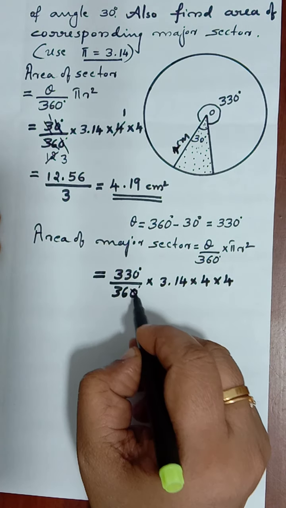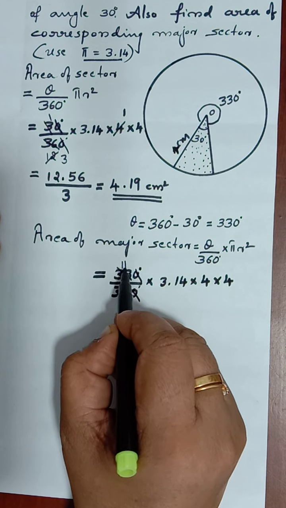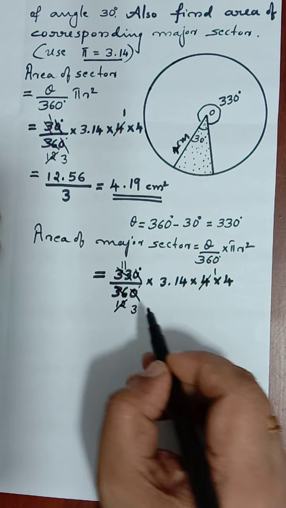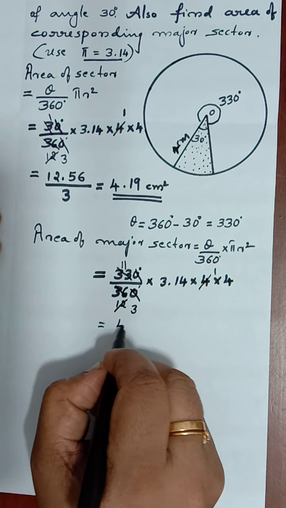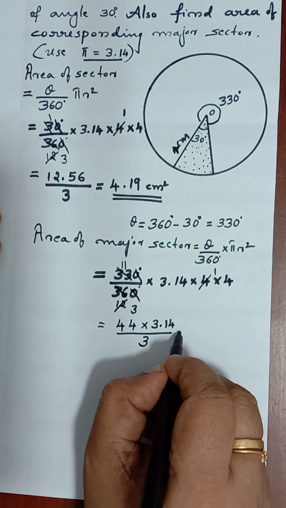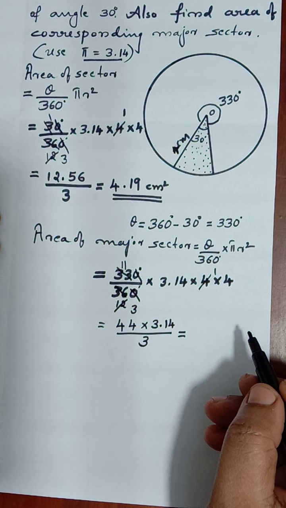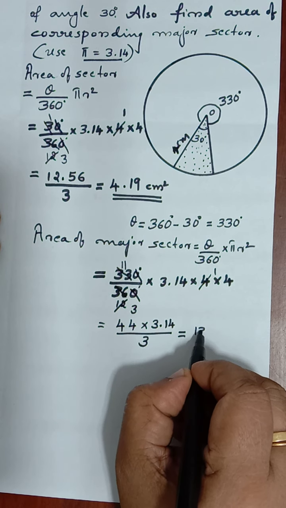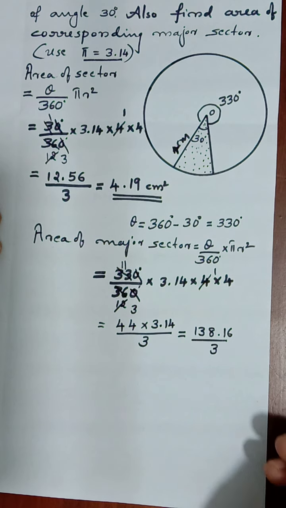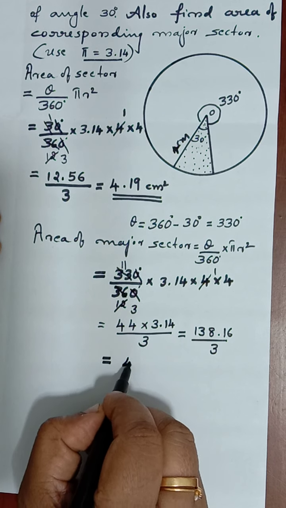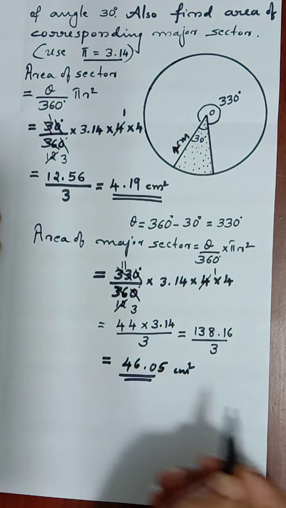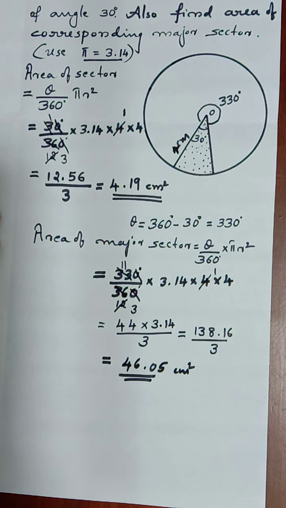Now let us cancel, 10 by 10 by 3. One time, here 1, 2. Okay, 4 ones, 4 threes. Here we have 11 into 4, 44. You can have your own calculation, anyway you will be getting the same answer. So here we have 44 into 3.14, when you multiply you will be getting 138.16 divided by 3. What is that equal to? Do the division, get the answer as 46.05 cm square. That is area of major sector.